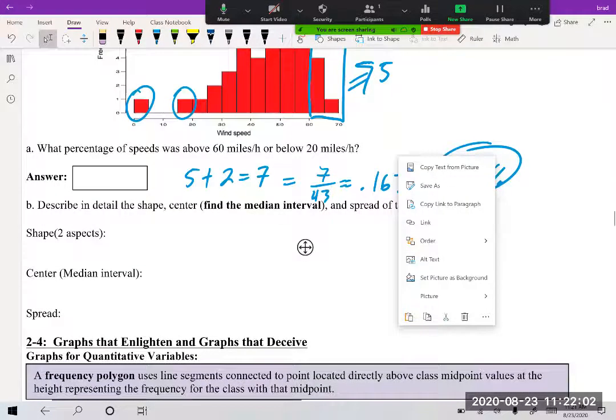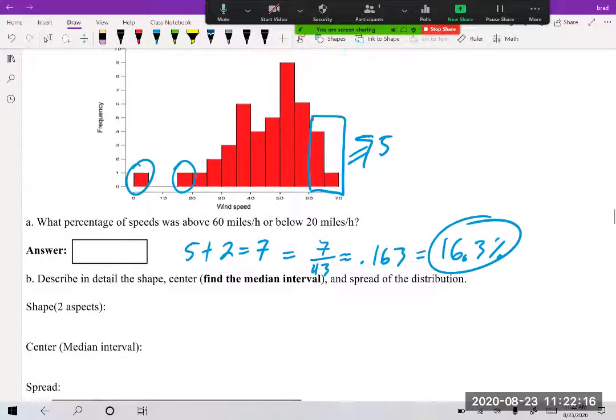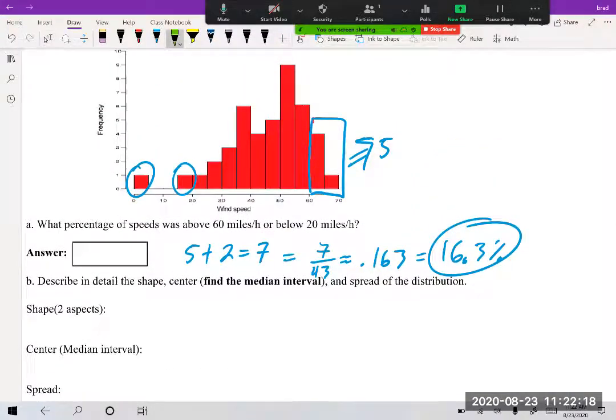Describe in detail the shape, center, find the median interval, and spread of the distribution. So the shape. Okay, 2 aspects. Well, if I were to draw my little drawing like I've been doing, without the outlier, where does the tail look longer? The tail looks longer over here, right? So I'm going to say that this is probably left skewed.